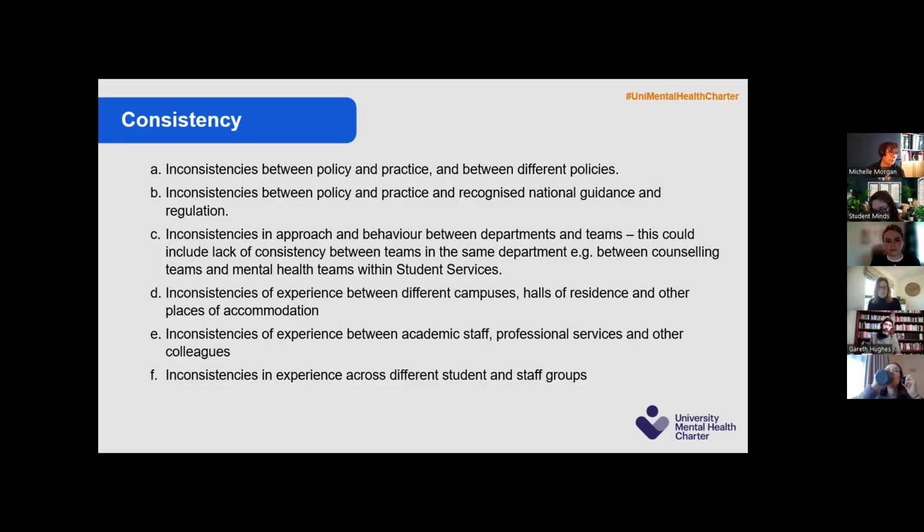And also differences in experience within different accommodation. So different halls of residence, depending on where it was located. Sometimes it was to do with location, sometimes it was to do with the age of the building or how much support was available. So real inconsistencies there. And then within staff teams as well, also reporting inconsistencies between how supported they felt, or how much autonomy they felt they have, or how well they felt their well-being was being looked after, between academic staff, professional staff, and other colleagues.